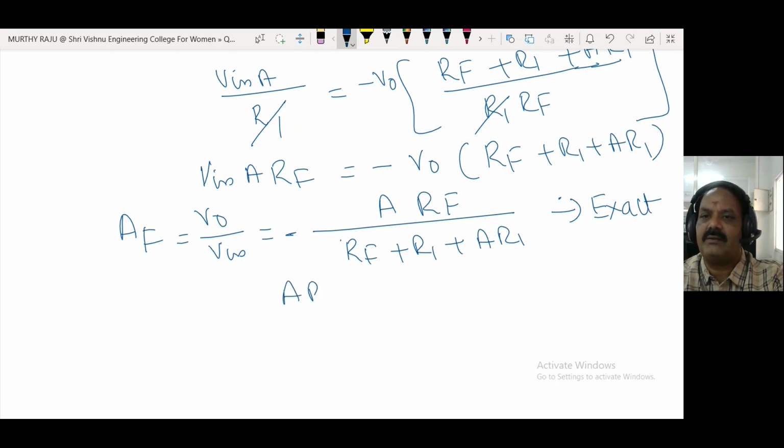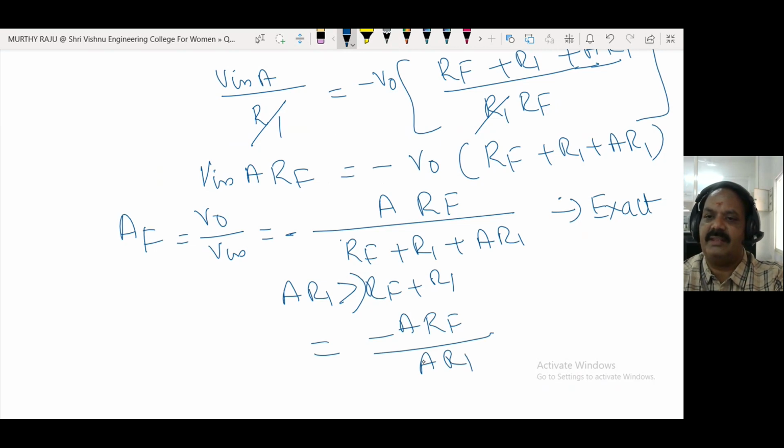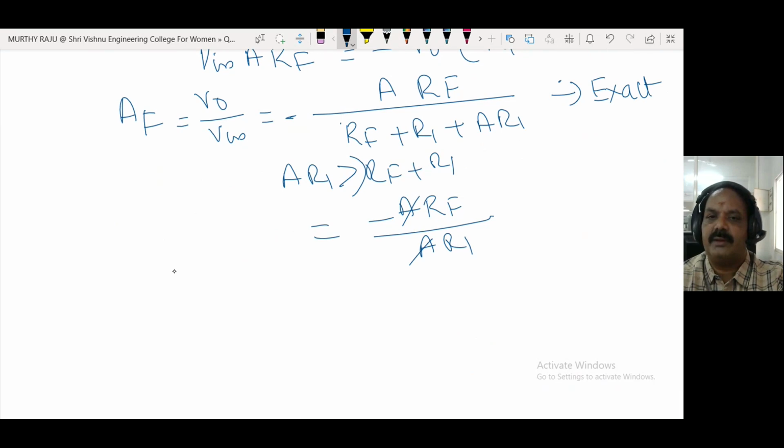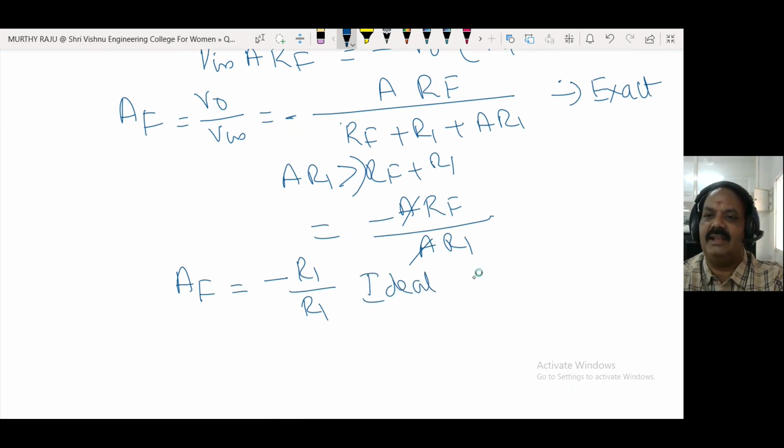Suppose A is very large: A is the open loop gain, whose practical value is 2 into 10 power 5. A into R1 is far greater than RF plus R1. Therefore, RF plus R1 is neglected, giving minus A RF by A R1. A cancels. Therefore, the closed loop gain of the inverting amplifier with feedback is minus RF by R1 under the ideal case. The earlier expression is the exact case, and this one is the ideal case.